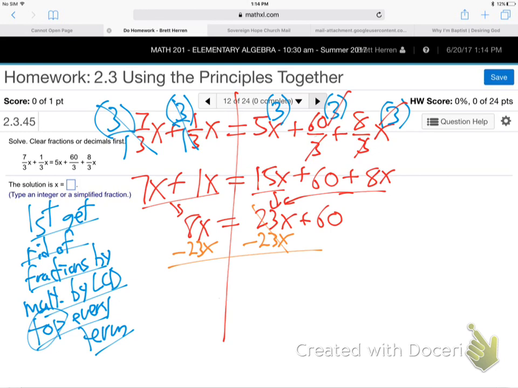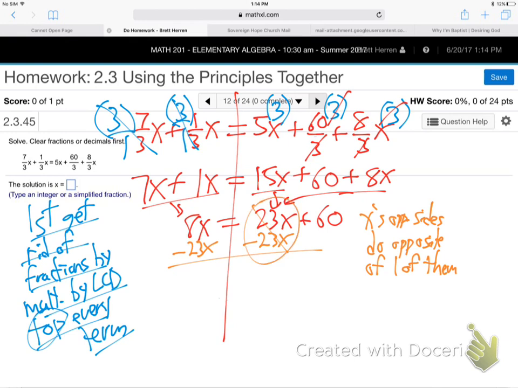Subtract 23x from both sides. So that's what we do, right? Everybody clear right there? X is on opposite sides. So I'll write it. X's on opposite sides, do the opposite of one of them. Right? So I did the opposite of this guy, opposite of 23x.